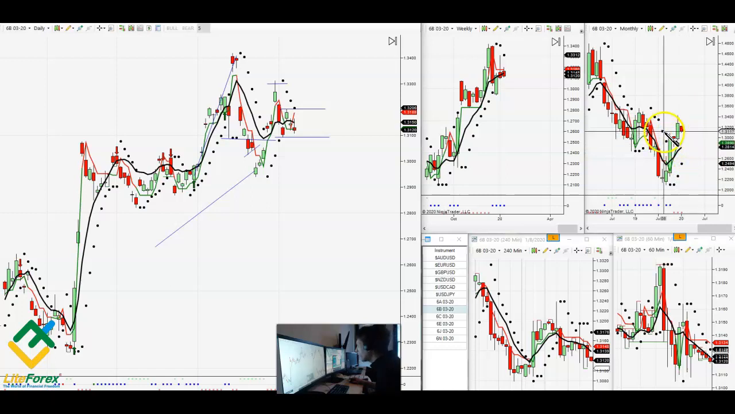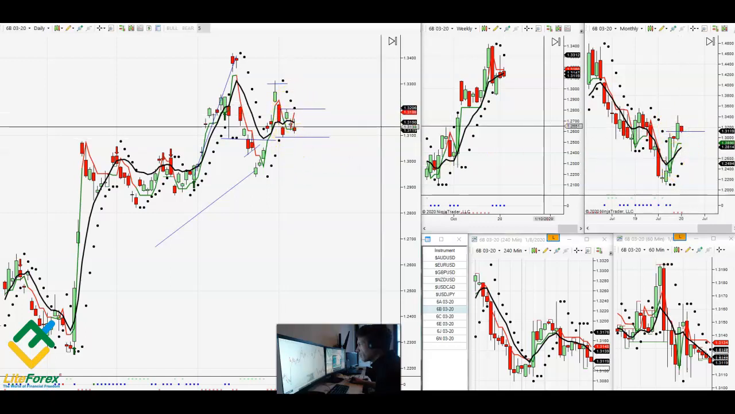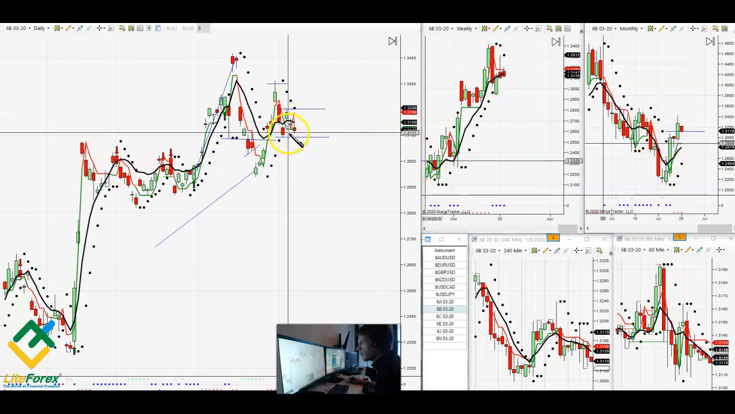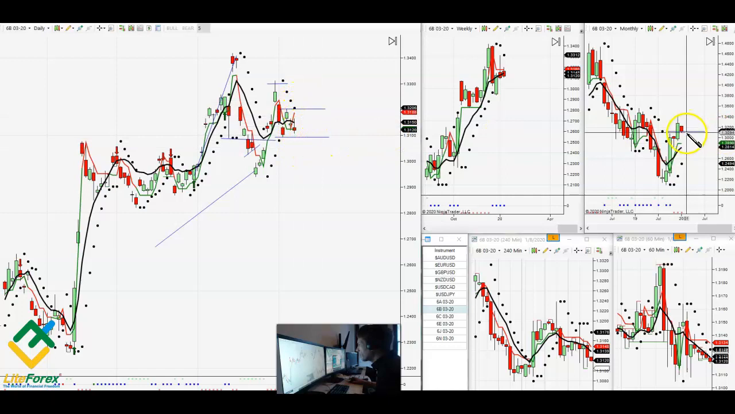But it is holding roughly the center of the body of last month's candle. So there's a bunch of things, and like I've just pointed out, I see some signs we could go up. I see some signs we could go down. I'm leaning more to the downside, but then you see this, we're hovering around that support price. So I'm going to remain neutral on the pound.